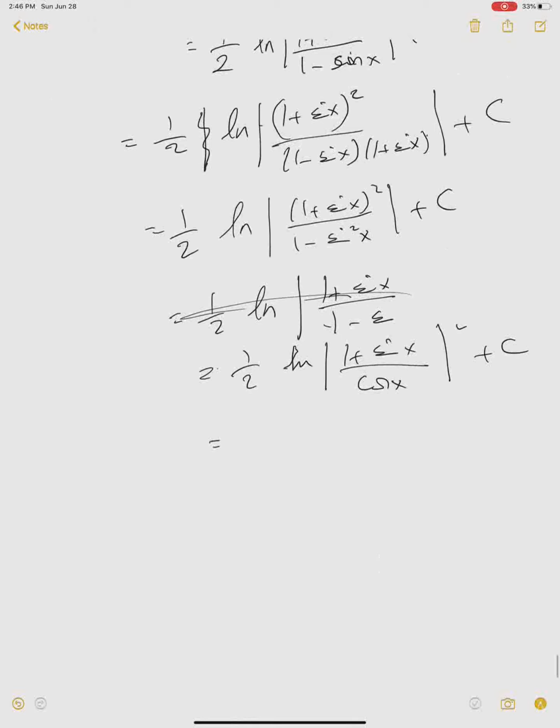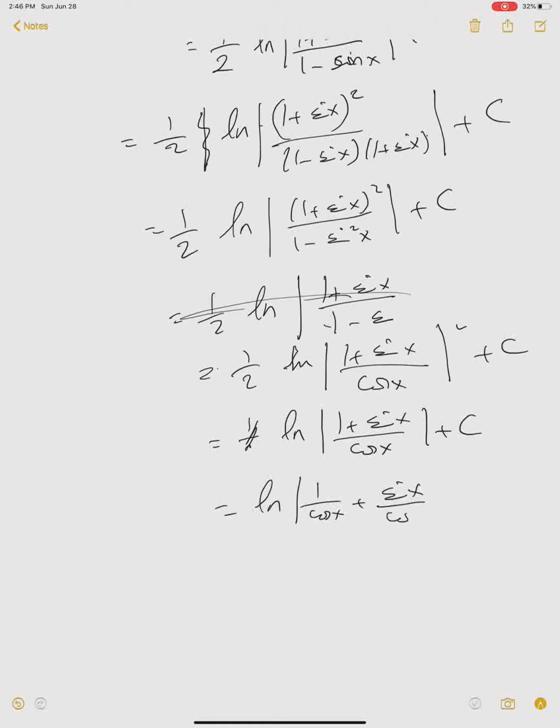And this is equal to half, well, the square, the two goes outside, so this is log of (1 plus sine x) over cosine x plus c. And this is equal to log of 1 over cosine x plus sine x over cosine x plus c, concluding that the integral of secant x dx is equal to log of absolute value of secant x plus tangent x plus c. Well, this is a formula.